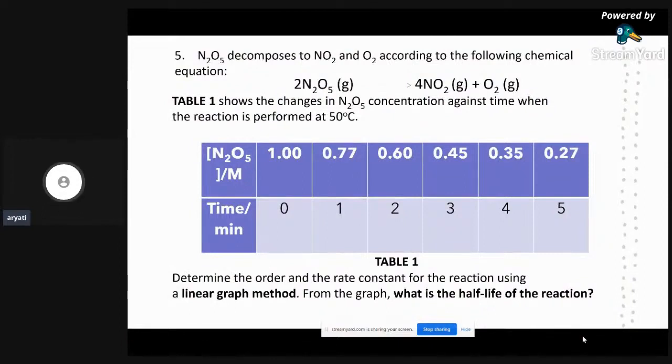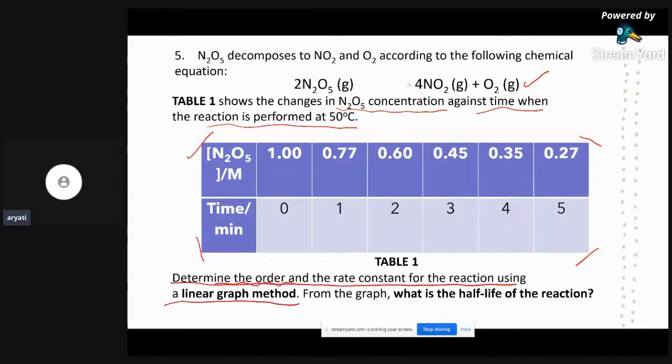N2O5 decomposes to NO2 and oxygen according to the following chemical equation. So the chemical equation is given. Table 1 shows the change in concentration of N2O5 against time when the reaction is performed at 50 degrees. So this is the data given. So kita akan please refer to the question. The question is: determine the order and the rate constant for the reaction by using a linear graph method.